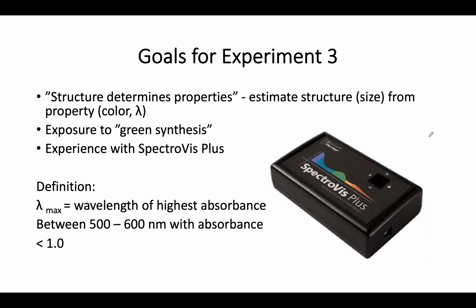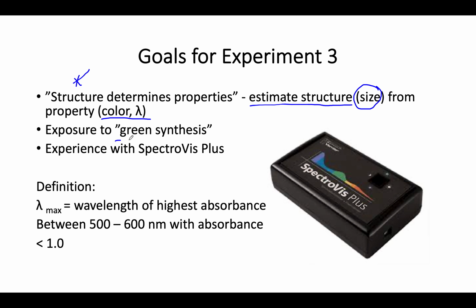All right, so goals. What do I really want you to get out of this? As I've already mentioned, to see this relationship, structure determines properties. The whole goal is to estimate structure. That's the size. What's the size of the nanoparticles that are created? And you get that from the SpectraVis Plus. That gets you the color, or specifically that gets you the wavelength, or the lambda max, that I'll talk about. So that's the first goal. See this theme come true.